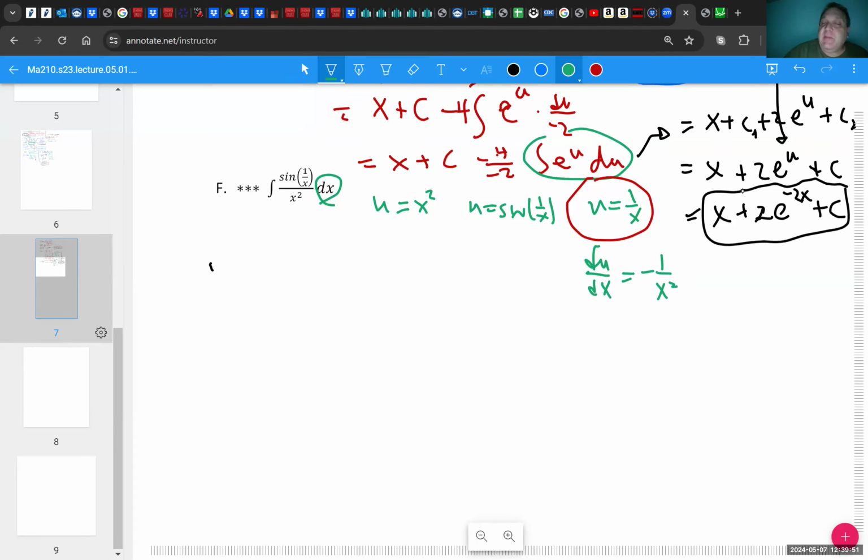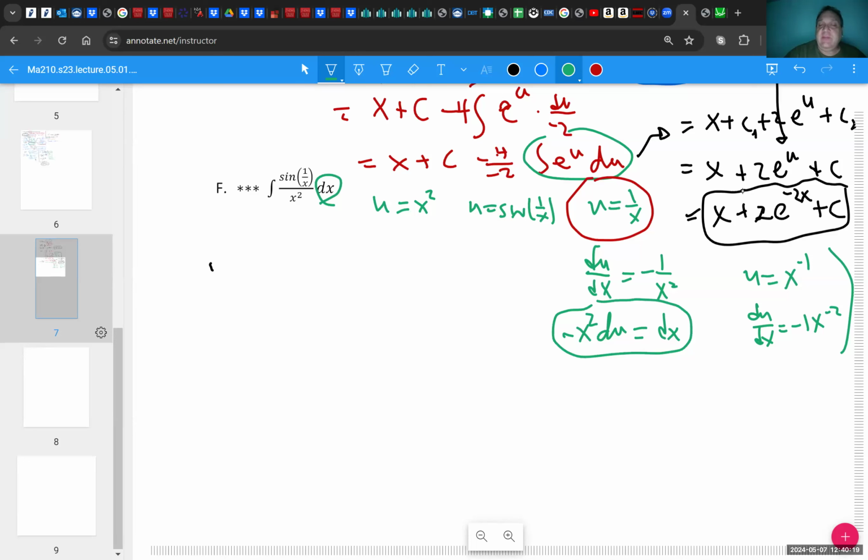If you don't remember that, remember 1 over x is just x to the minus 1. So its derivative is minus 1 x to the minus 2. Many students have done this enough times that they remember that 1 over x differentiates to minus 1 over x squared. If you don't, you can just redo it the negative exponent way. Solving for dx, that would be negative x squared du. So there's my dx. And of course, I have my u is equal to 1 over x.